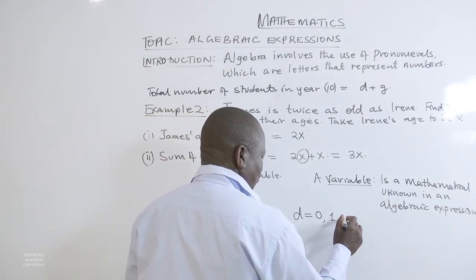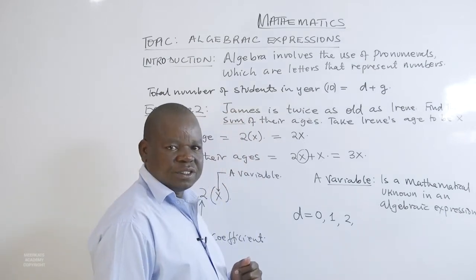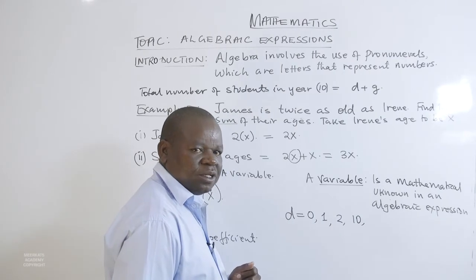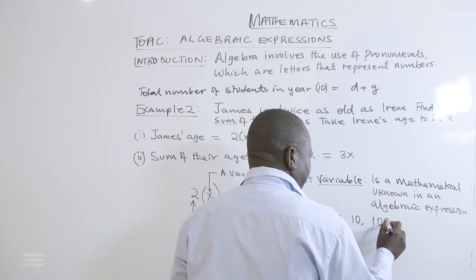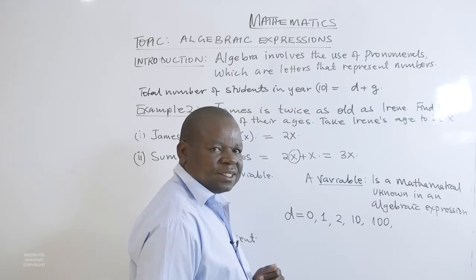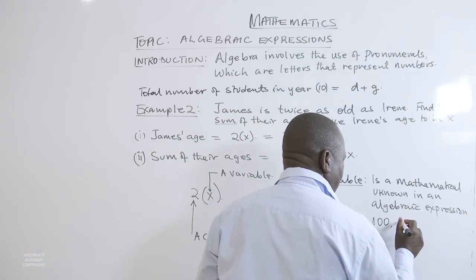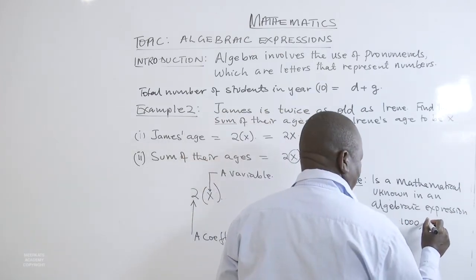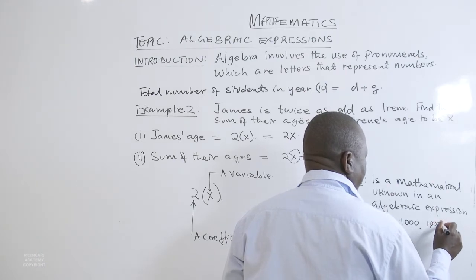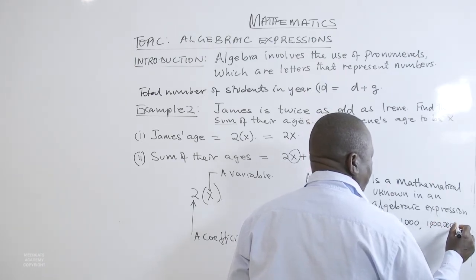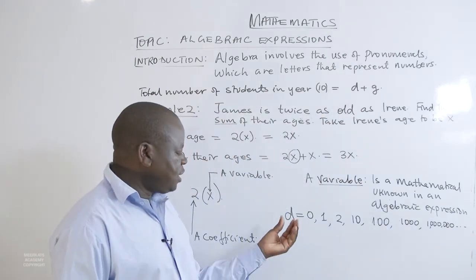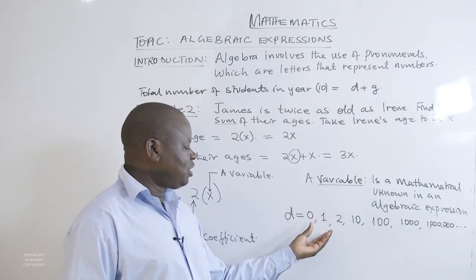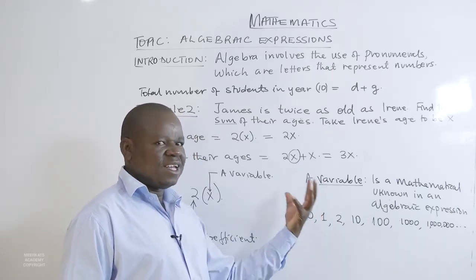That D can be 1. That D can be 2. We can have 2 boys. That D can be 10, or 100, or 1,000. It can even be 1 million because we don't know the exact number. So it can be anything, and so on. This D can be any numerical value, and that's why it is called a variable, because the value keeps on changing.